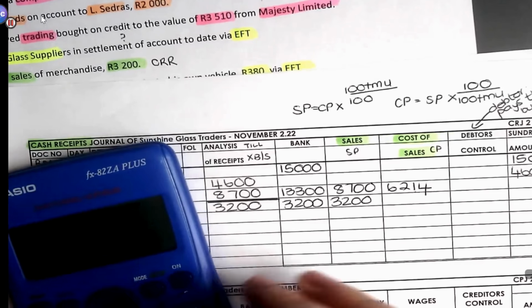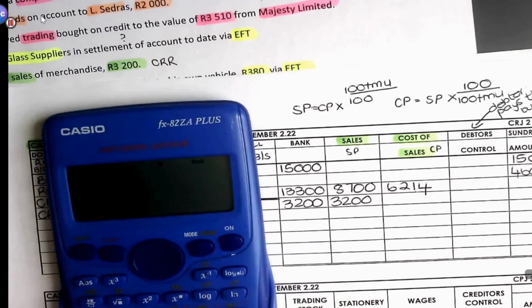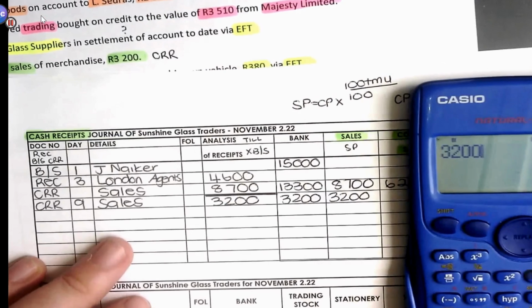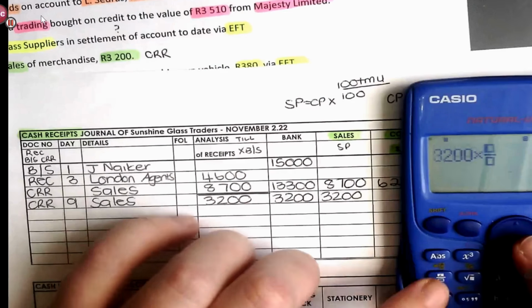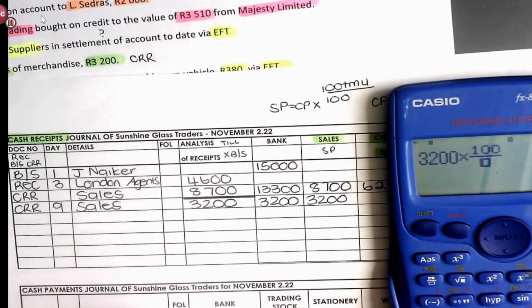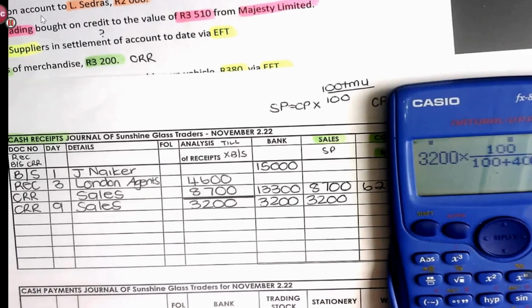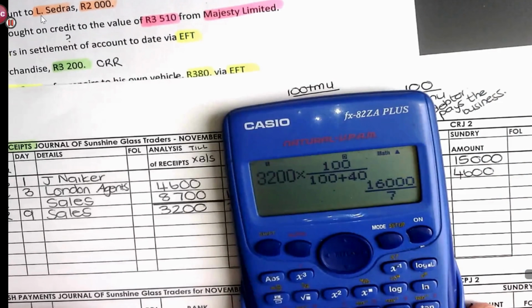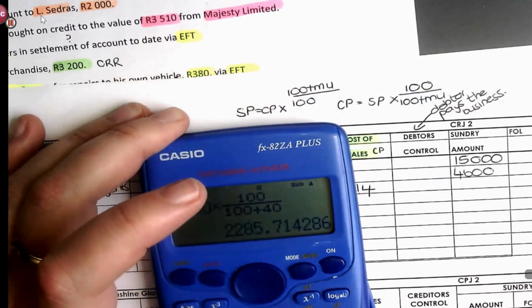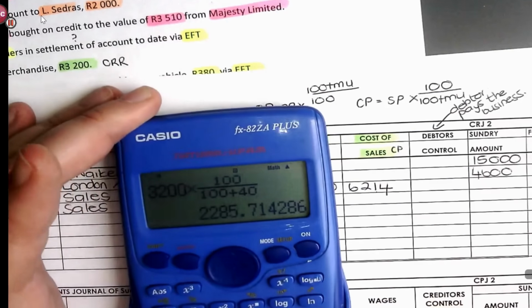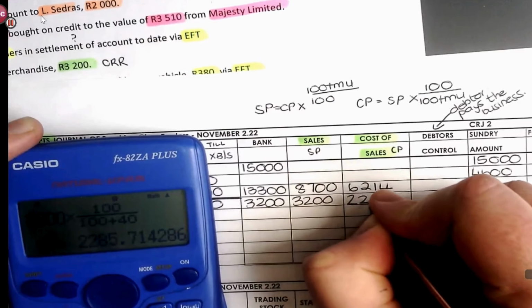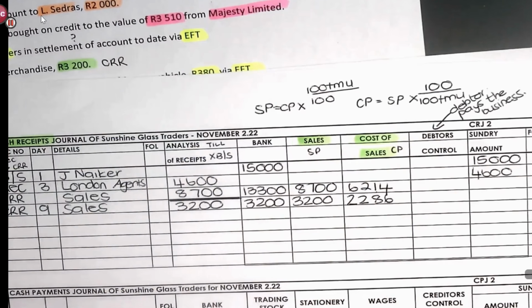Okay. Again, I need to work out cost of sales. So I'm taking my 3,200 and I'm timesing it by 100 over 100 plus 40. That's going to give me 2286. I'm just going to round it up. So 2286.